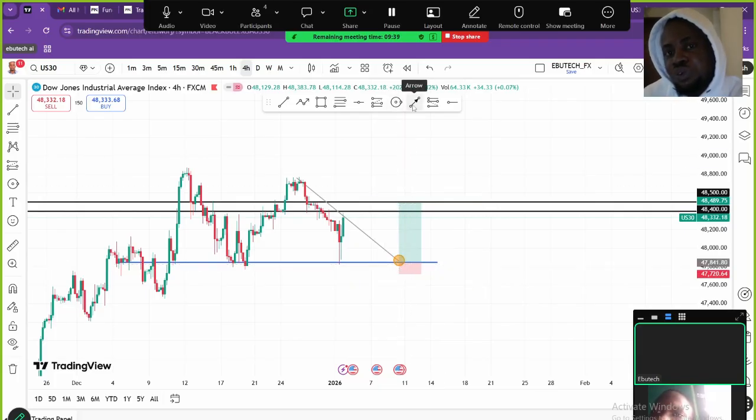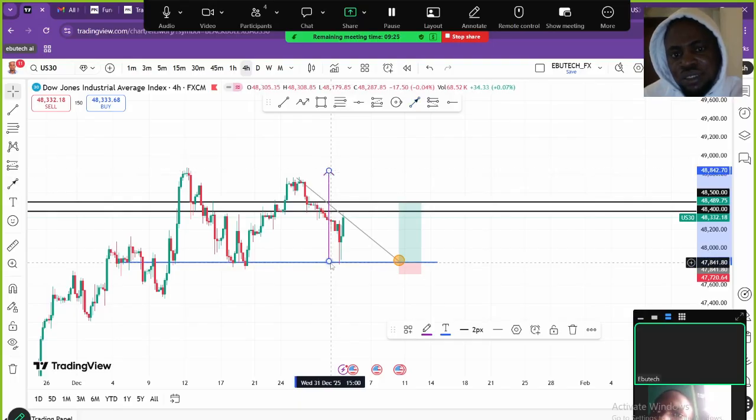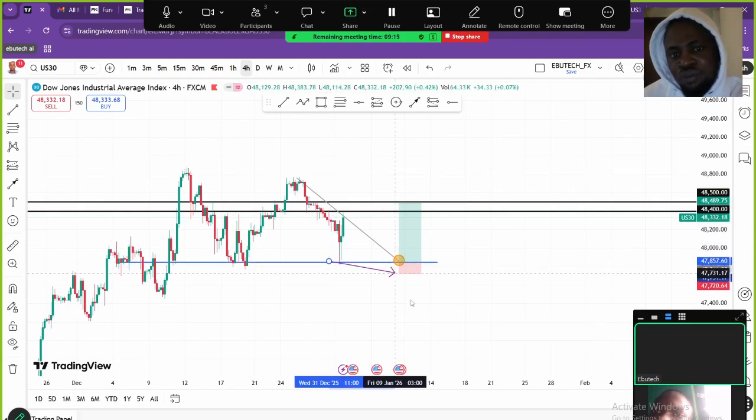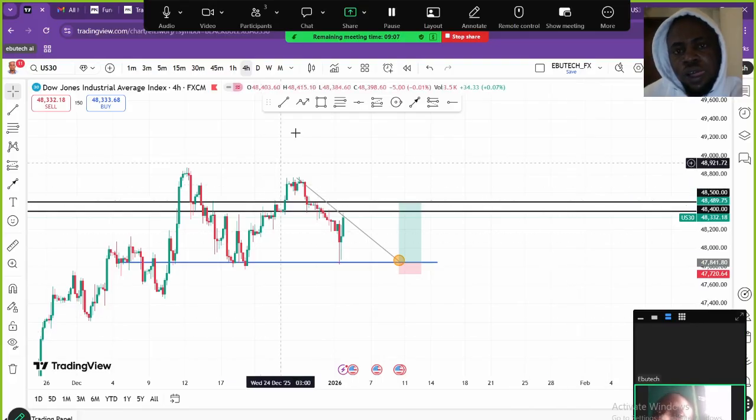Then this arrow is for you to mark out the point at which you are expecting the market to get to. You can also use it for your analysis. This arrow, you can use it to identify the point where the direction of the market is going to. If it's an uptrend, you can use it to identify it. If it is a downtrend, you can still use it to identify it. Understood?